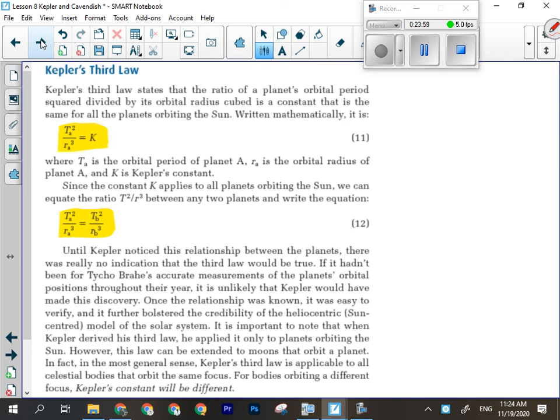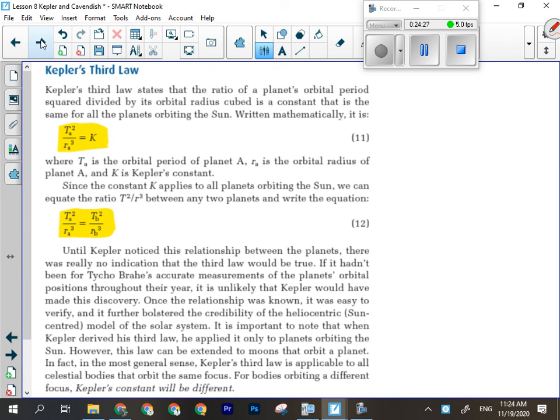Okay, what Kepler discovered, being a mathematician, was if you take the period of any body in our solar system, anything that orbits the sun, and square it, and then divide it by the cube of that object's radius from the sun, you get the same number for any object orbiting the sun. So if I take the period of Earth's orbit, square it, and divide it by the cube of Earth's orbital radius, I'll get the Kepler constant for our sun.